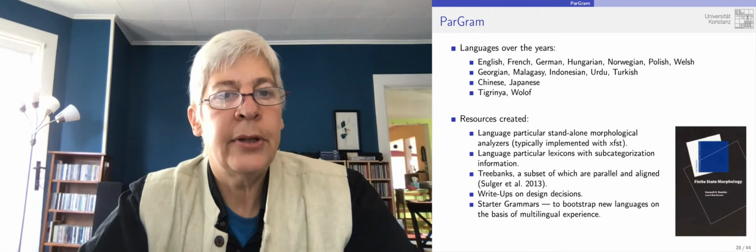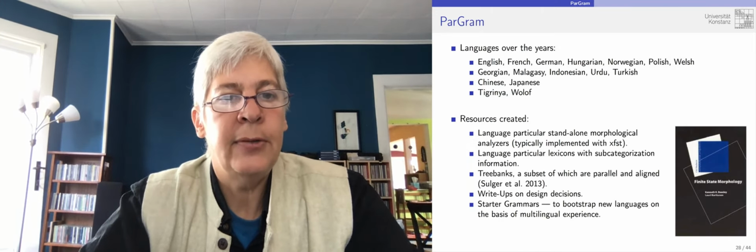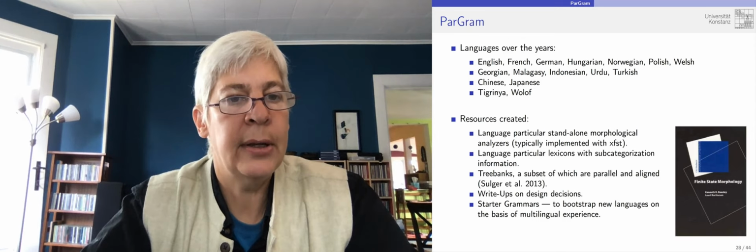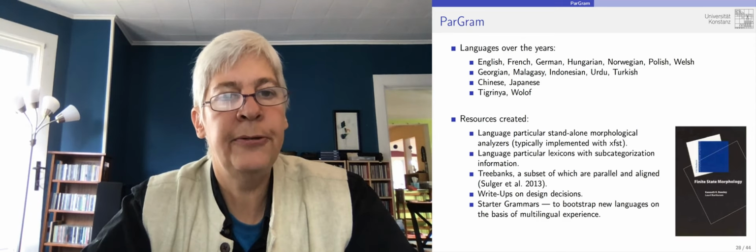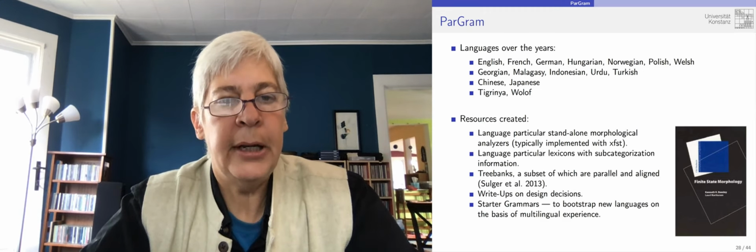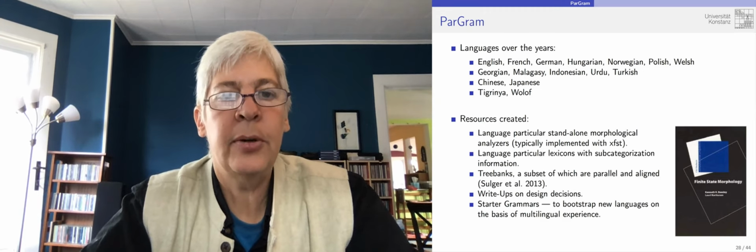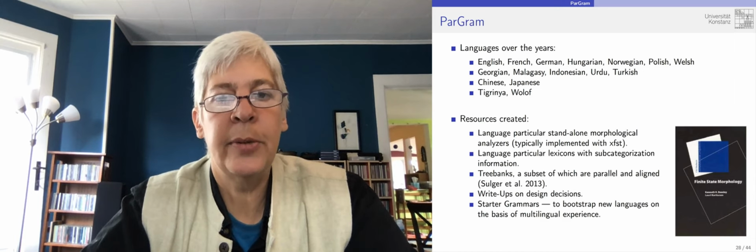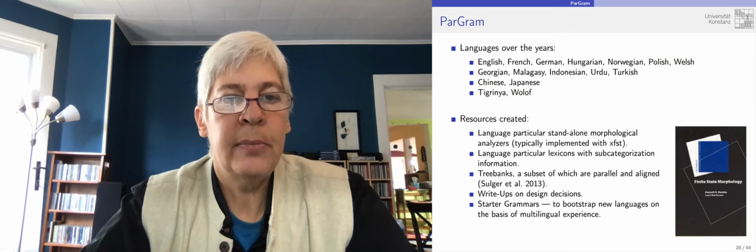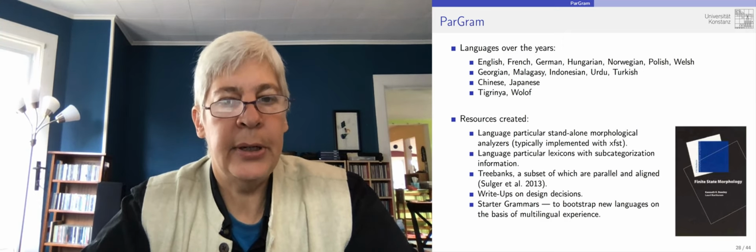So the languages over the years that we've been able to tackle, I've given you there. It's quite a diverse set of languages. It would be nice to have more, but we've done pretty well in terms of having some African languages, Wolof, Tigrinya, several different European languages. So English, French, German, Hungarian, Norwegian, Polish, Welsh. Then we have Georgian, Malagasy, Indonesian, Urdu, and Turkish, as well as Chinese and Japanese.